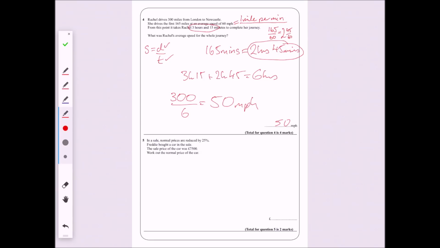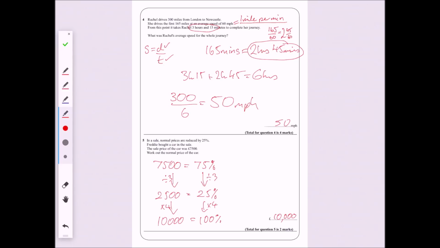It says, in a sale, normal prices are reduced by 25%. Freddie bought a car in the sale, and the sale price of the car was £7,500. Work out the normal price. Well, there's 2 ways of doing this. The easiest way to do it without a calculator is to say that £7,500 is 75% of the original price. Now we want 100%. So I'm going to divide both of those by 3. And that'll give me £2,500 is 25%. And then I'm going to times both of those by 4, because that'll give me £10,000 for 100%. So the answer is £10,000.